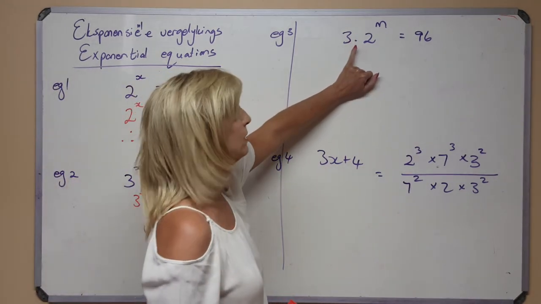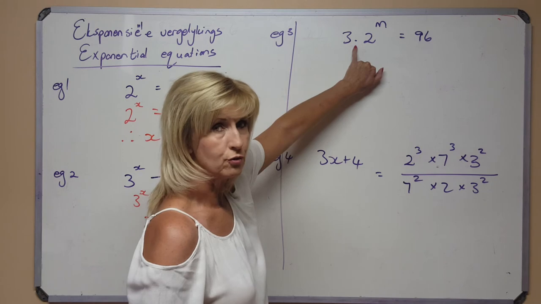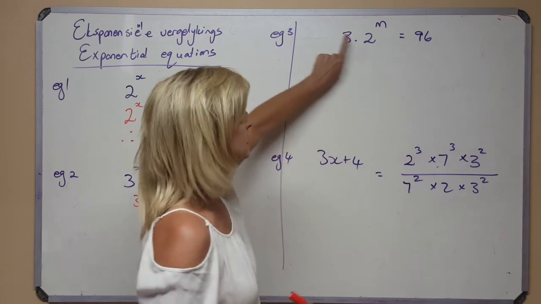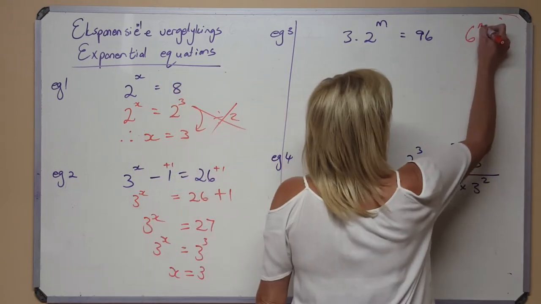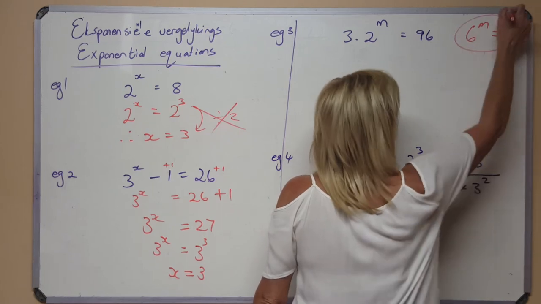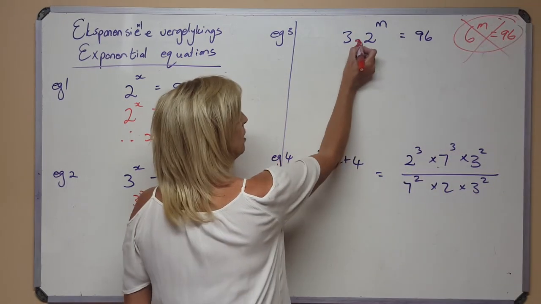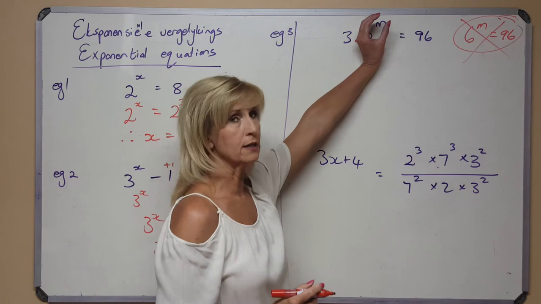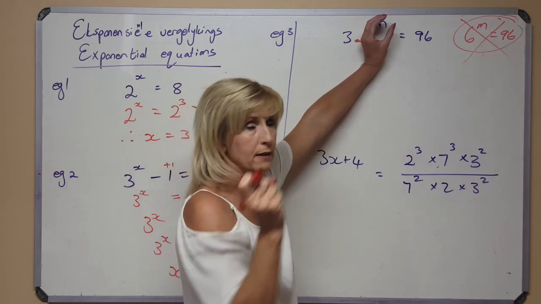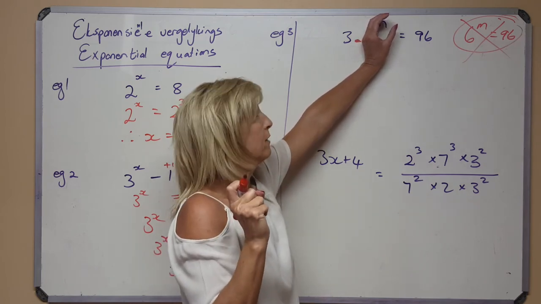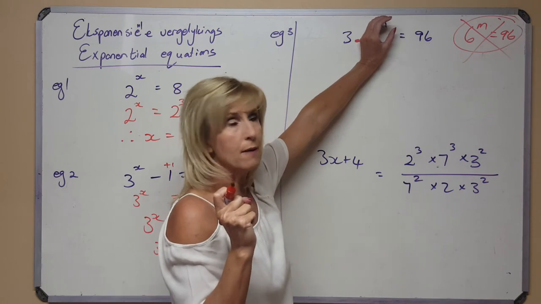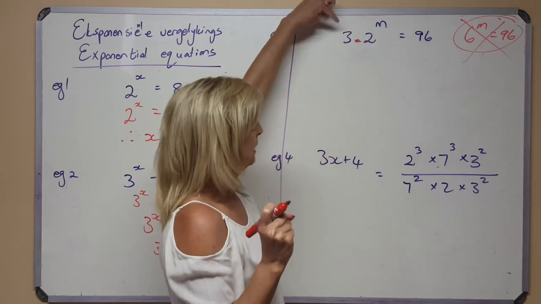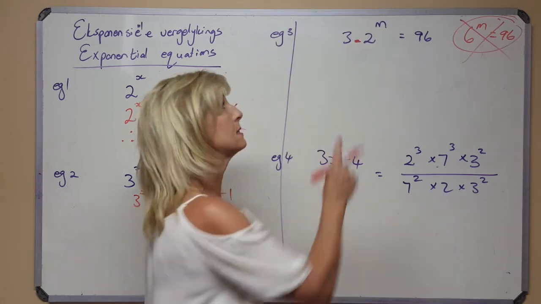Very important. You cannot times the 3 and the 2. Baie belangrik. Hierdie is nie 6 tot die m gelyk aan 96 nie. Jy mag nie daai maal nie. This is a unit. This is a compact. It's like a wife and a husband. You do not come between them. That's a unit. You can get rid of the 3, it has been timed.